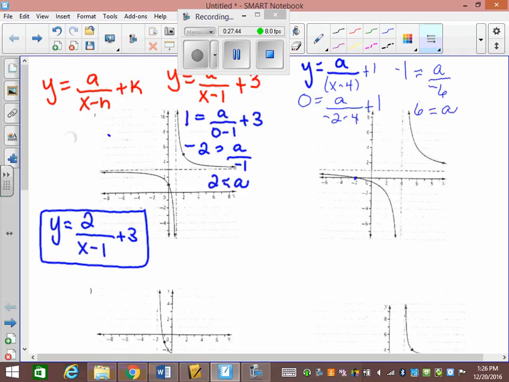If I got a -6, I should be like, hey, no, something is wrong. Because if it's in the top right and bottom left, my a has to be positive. Because if it's negative, then it's going to be here and here. Remember, it does that reflection. So if it's in the top right, it's positive. Okay? So my equation is y equals 6 over x minus 4 plus 1.